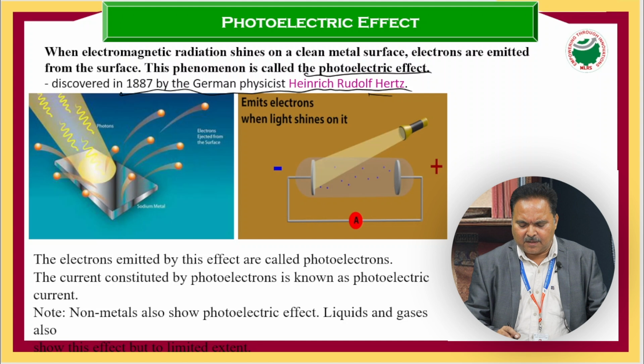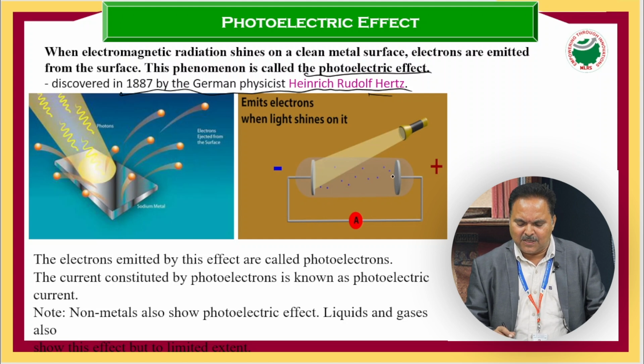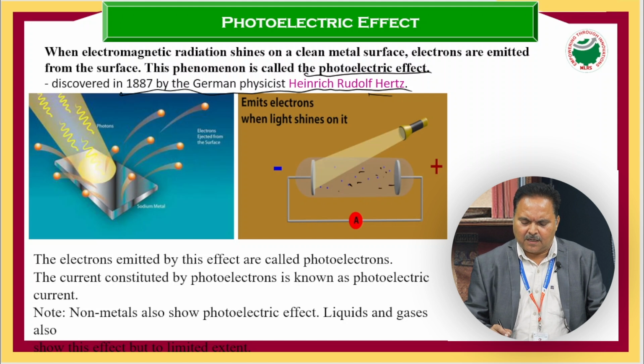Here we have the material, that is the anode and cathode. If the ray is incident on the metal surface, the electrons will be ejected. You can see the blue dots here being ejected from this material. It is connected through another electrode, then current flow will come here. So that is the photoelectric effect.